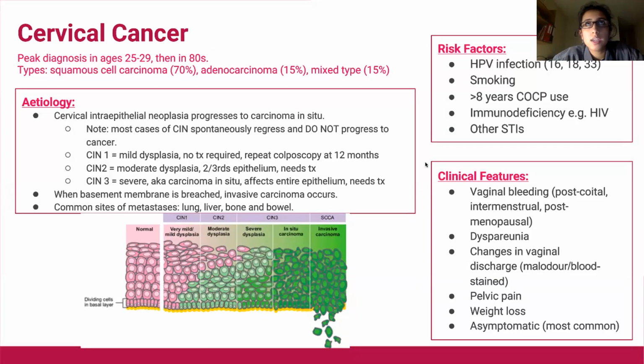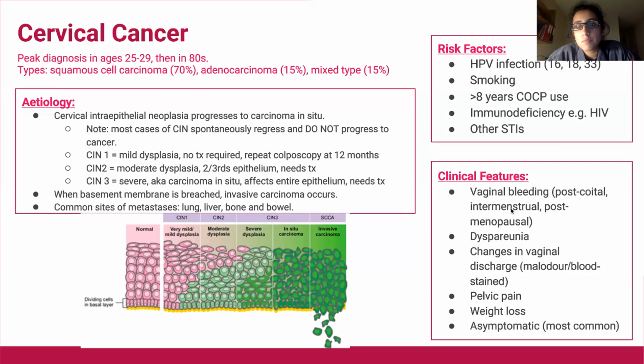It's important to understand that although lots of people are infected with HPV, infection doesn't automatically lead to cancer, as most people can clear the virus. However, in the portion of people that don't clear the virus, it can increase the risk of cancer developing. Other risk factors include using the combined pill for over 8 years. However, this risk decreases if people stop using the pill after that period. And immunodeficiency and other STIs as well.